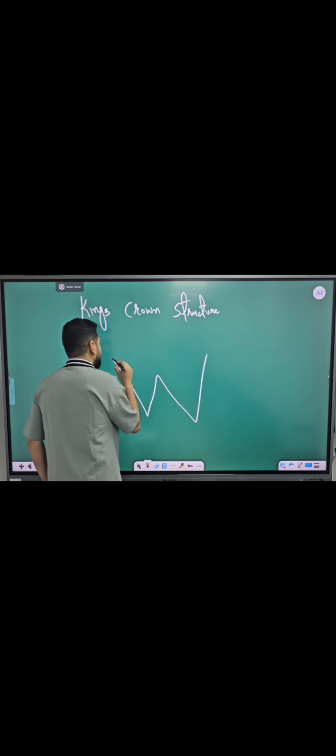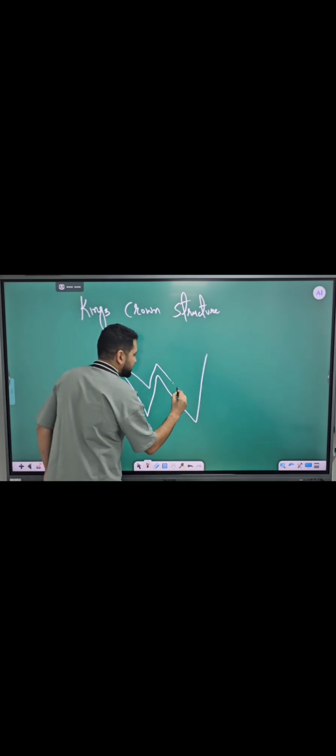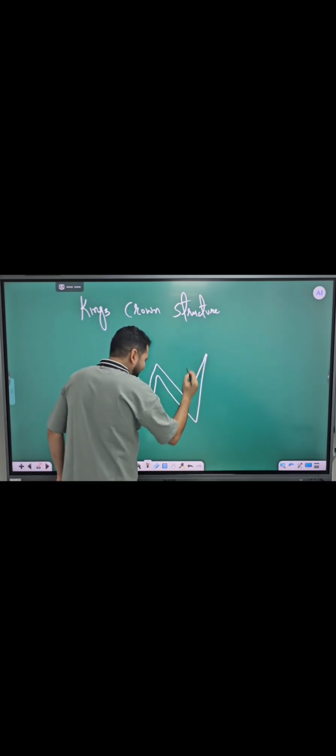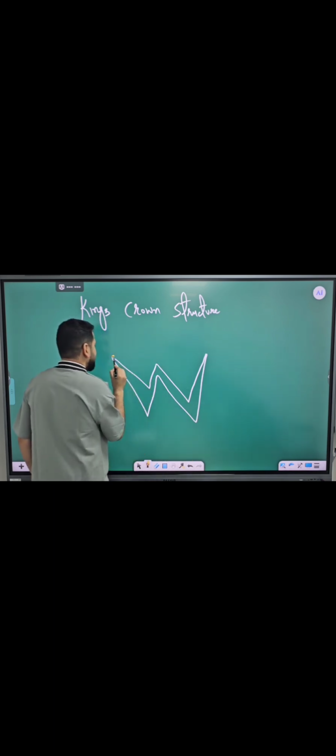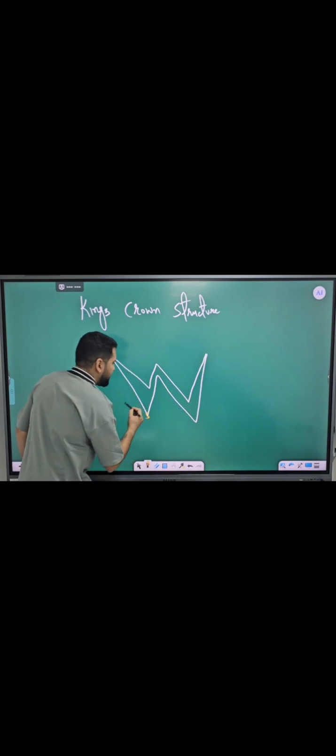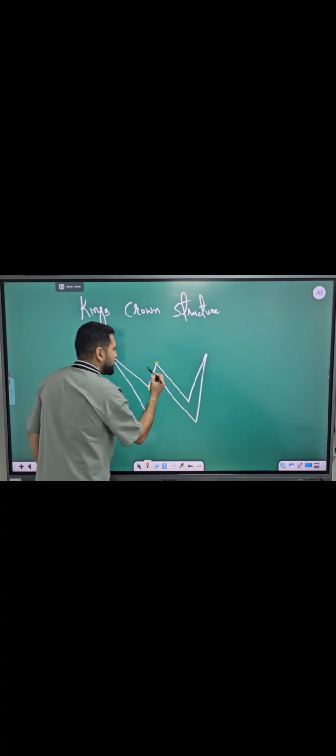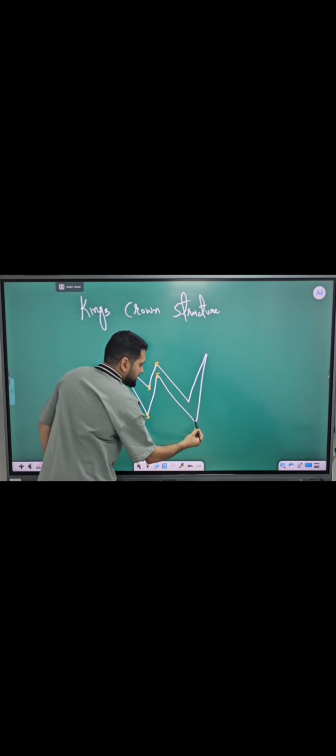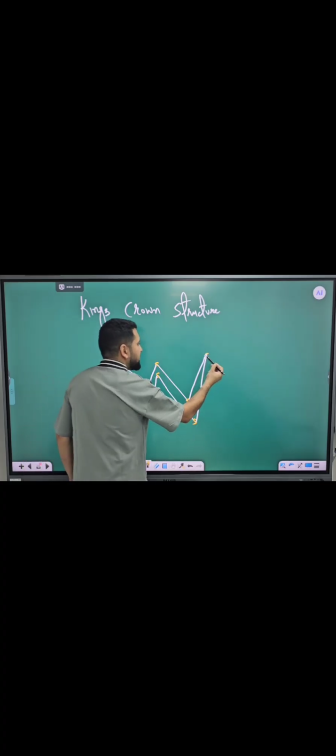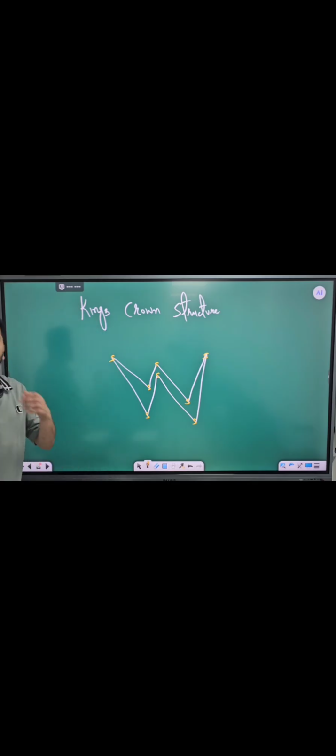Just make a W this way, right, guys? Make one more W this way, and at every vertex, just mention the sulfur. This is 1 sulfur, 2 sulfur, 3 sulfur, 4 sulfur, 5 sulfur, 6 sulfur, 7 sulfur, 8 sulfur. And this particular structure is called the king's crown structure. I hope this thing is clear, guys. So sulfur actually has king's crown structure.